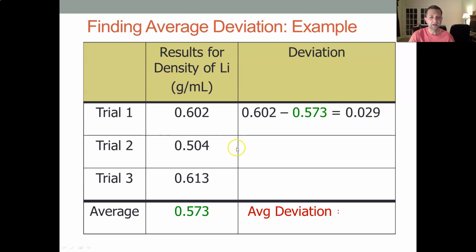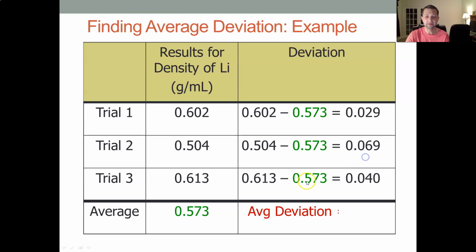Next one, you have 0.504 minus 0.573. Notice how your answer comes out to 0.069, and that looks like it should be a negative number. But again, the deviation is just how far off you are. It doesn't matter in what direction. So you're off by 0.069 in the negative direction, no big deal. I just want to know how far off the results are from the average. Again, 3 decimal places.